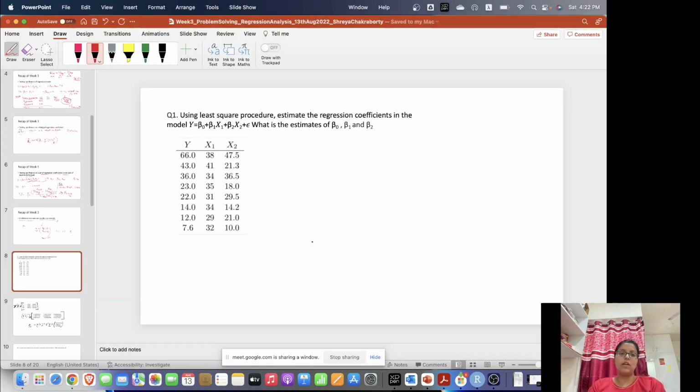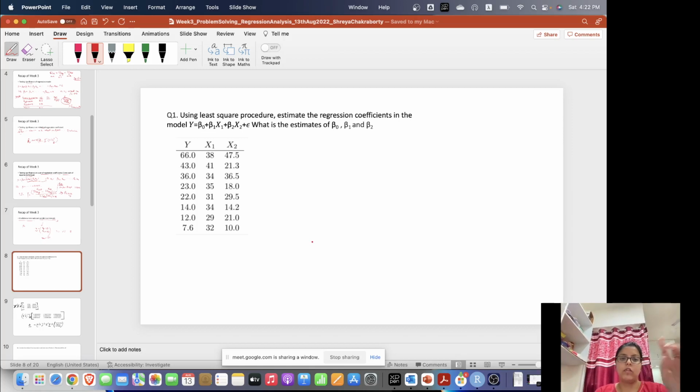Yes, so I'll start with a very simple problem, and I would urge you to calculate and solve this along with me. Here I have one y and two x's. So this is a multiple regression problem. Our model is given like this: we are to fit y equal to beta naught plus beta 1 x1 plus beta 2 x2 plus epsilon. What would be the estimates of beta naught, beta 1 and beta 2?